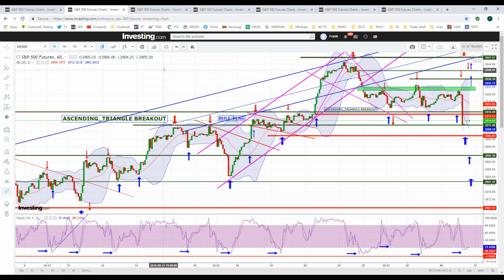So let's start off with this chart. This is a chart of the E-mini futures, S&P 500 futures, the 1-hour charts.